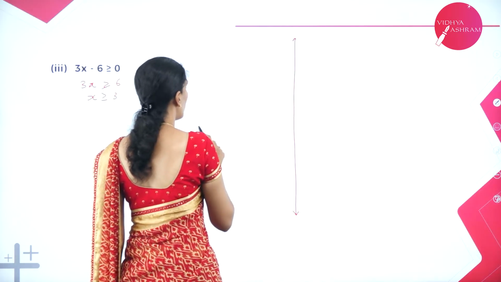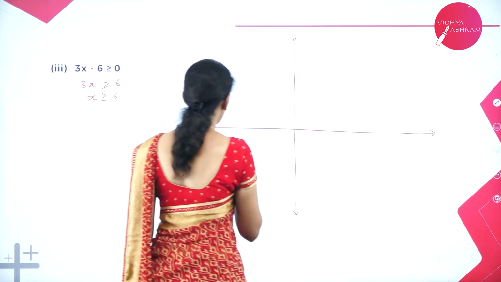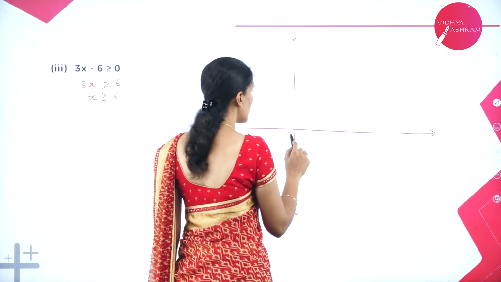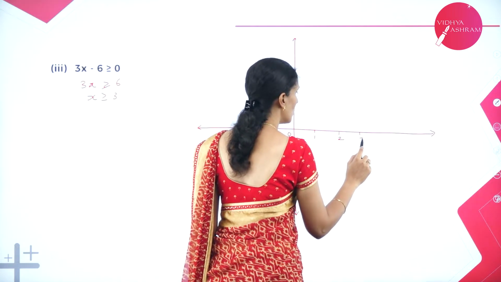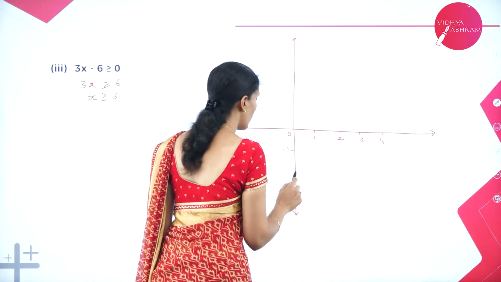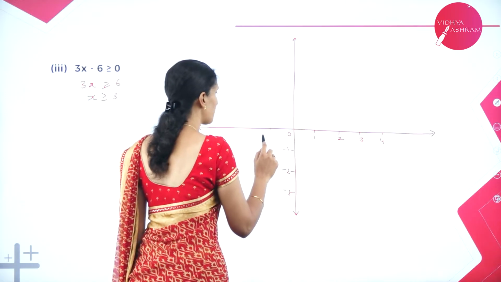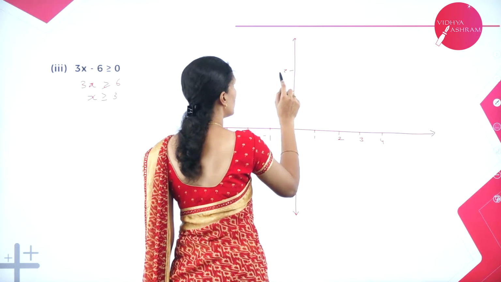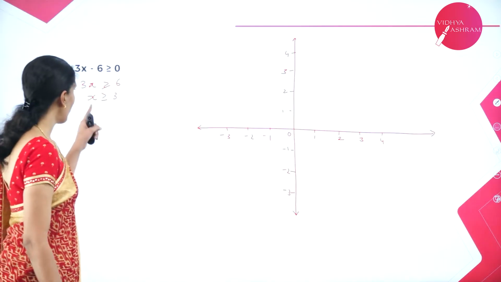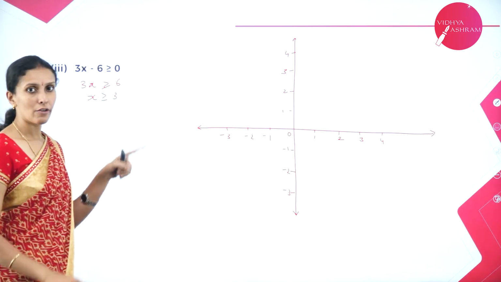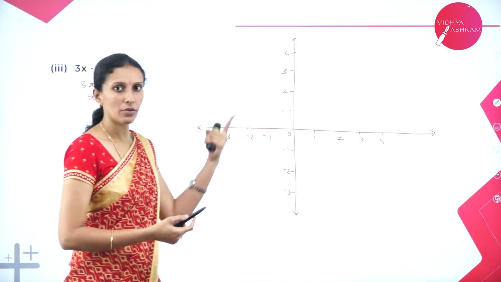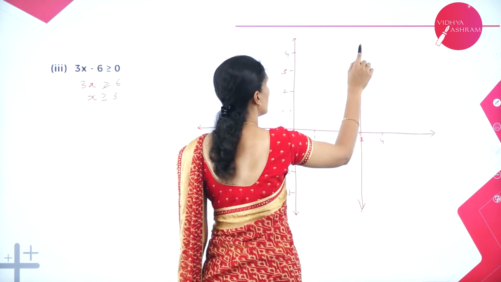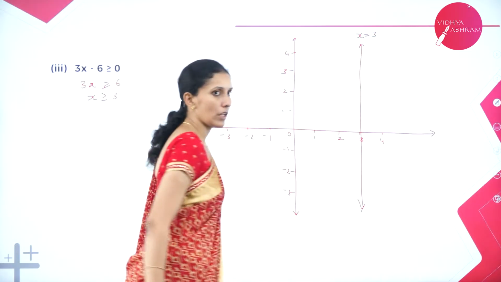x greater than or equal to 3 is a line which is parallel to the y-axis. So, 0, 1, 2, 3, 4 and minus 1, minus 2, minus 3 on the x-axis, and 1, 2, 3, 4 on the y-axis. Now we take x is equal to 3. Since you have a slack inequality, that is, x equal to 3 is included, you can draw a straight line without using a dotted line. So this is the line x is equal to 3.